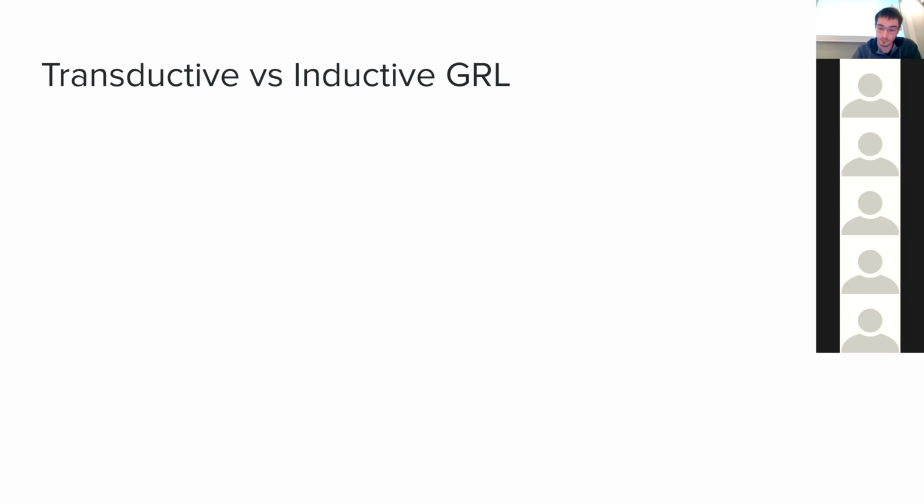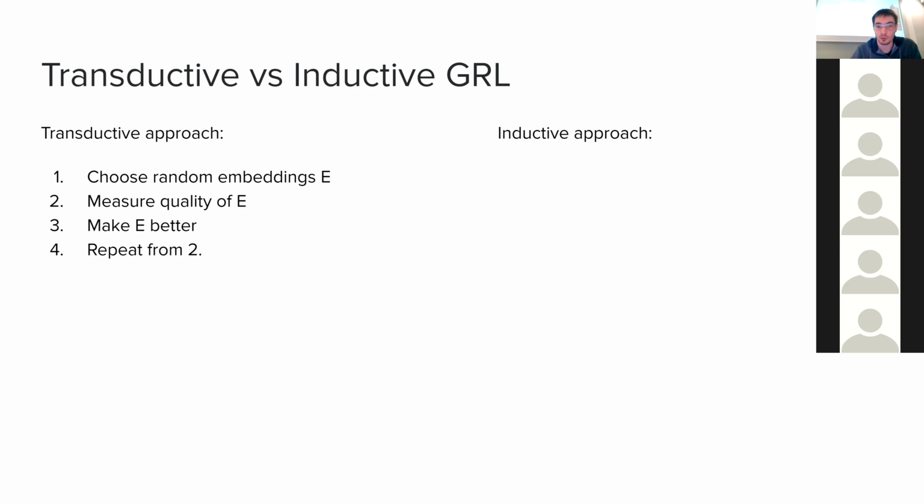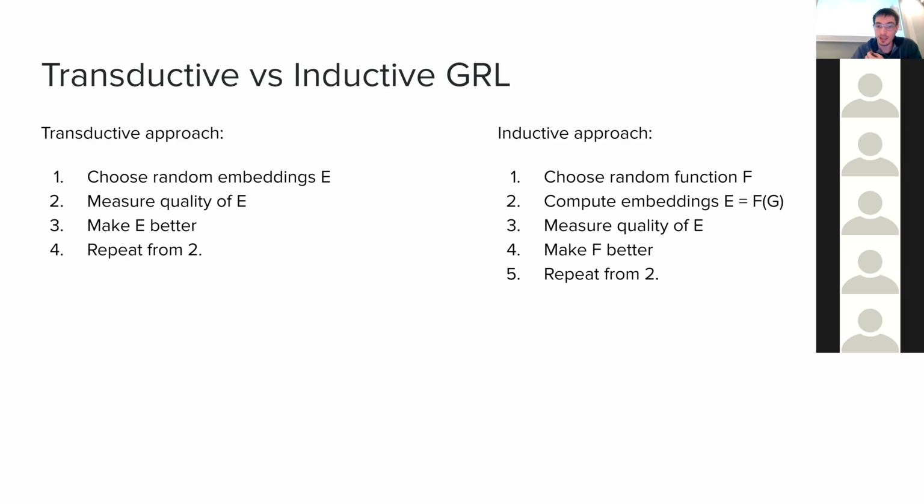On the other hand, well, let's just not go through the code, but on the other hand, in the inductive approaches, we will have some function. And what we want to do is find the best function that can produce these embeddings. So we are not calculating the embeddings themselves. We are training a function that can compute the embeddings for us, starting typically from some features of the nodes.